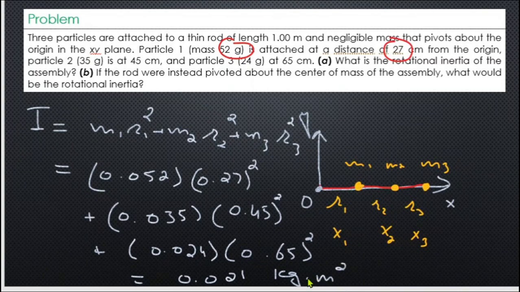So now in the second part, I have to find out the rotational inertia about the center of mass of the assembly. So first I have to find out the position where my center of mass would lie by using the relationship for calculating the position of the center of mass. So let me copy that thing to the other slide.